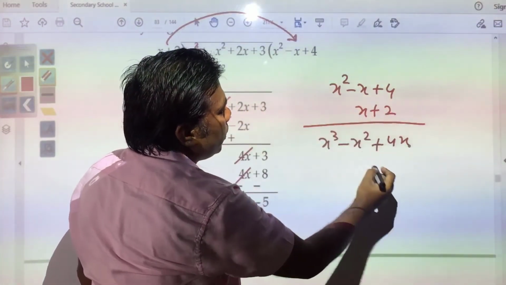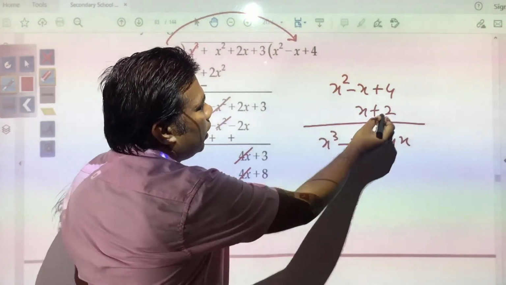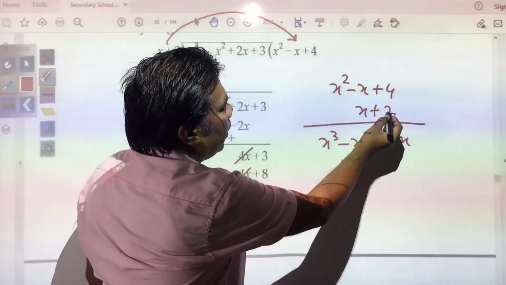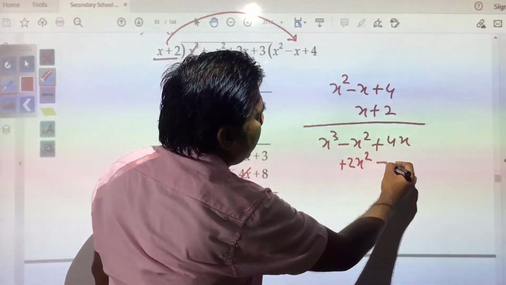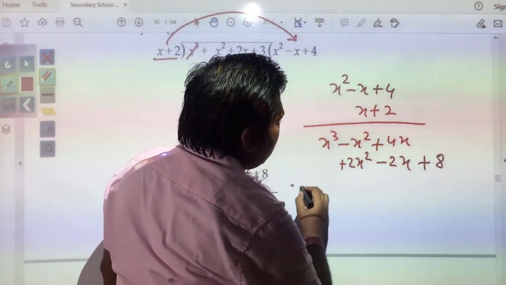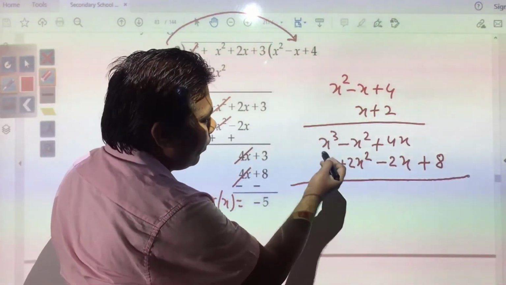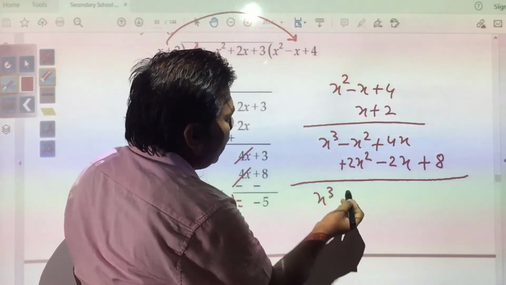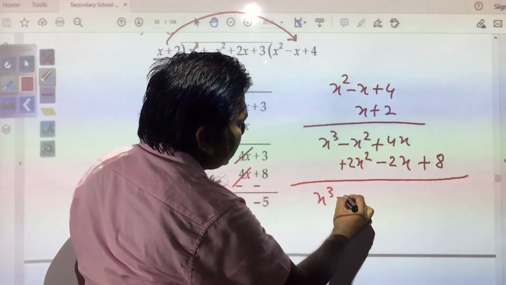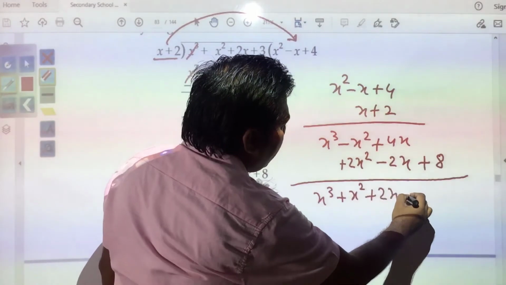Now, 2 into x square. Similar terms are required to be written together. 2x square we will write over here, x square and x square. 2 into minus x, minus 2x, and 2 into 4, 8. This we have written. Now you see, we will add this: x cube, minus x square and plus 2x square. So, what you will get? Plus x square, and here plus 2x and plus 8.